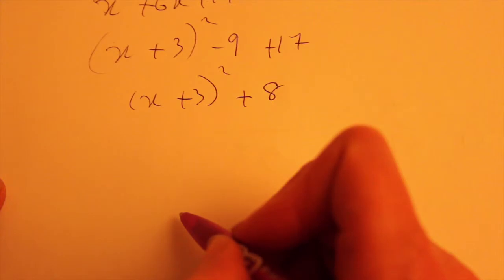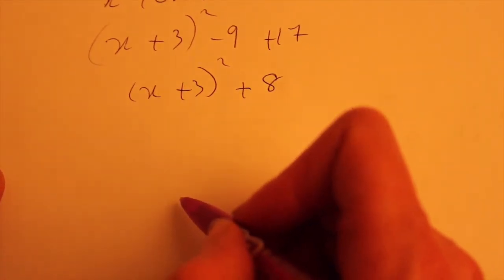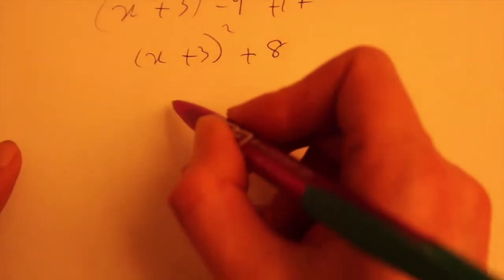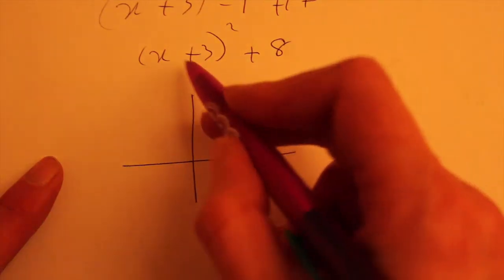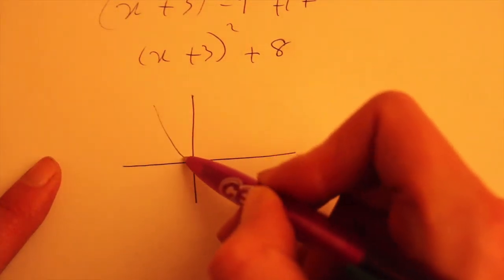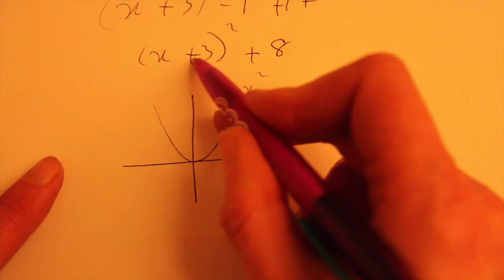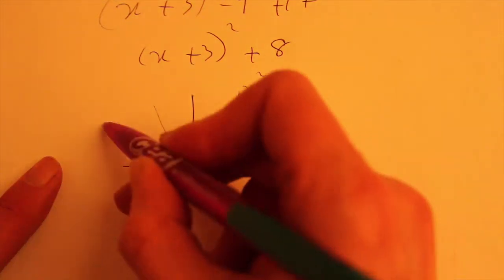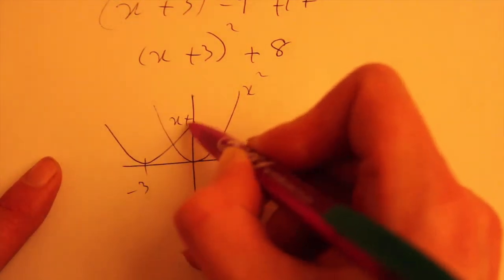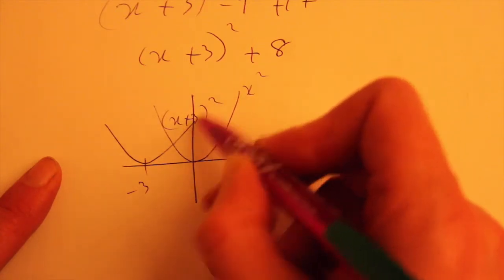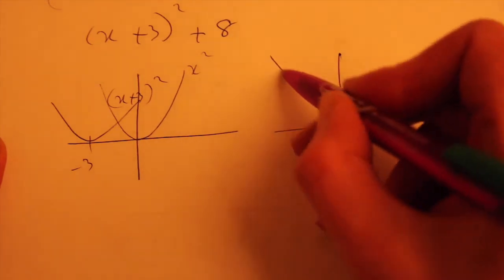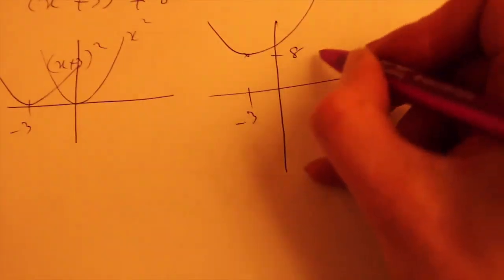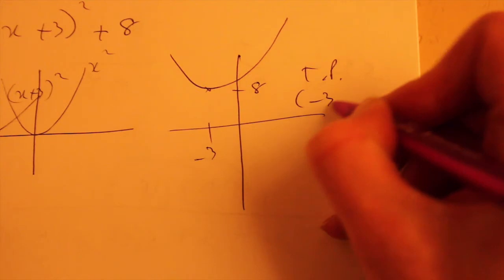Part 2 of that equation is talking about the turning point. There's only 3 marks for that. Now, I would be inclined to sketch the graph. There's your x squared graph. x plus 3 squared is moving it back 3. So there's x plus 3 squared. And then lift it up 8. So minus 3, 8 will be my turning point. So turning point is minus 3, 8.